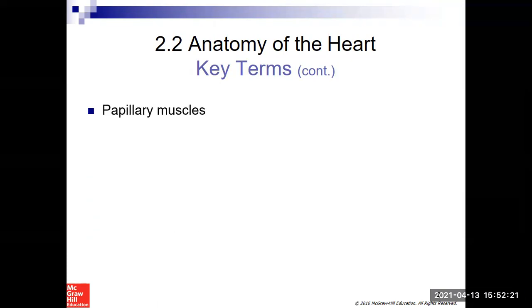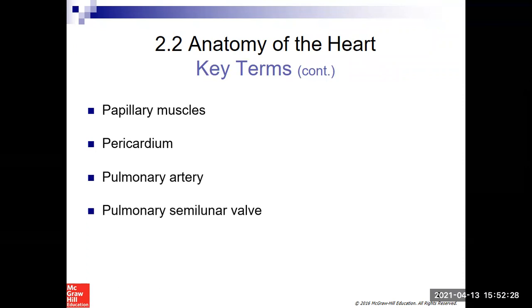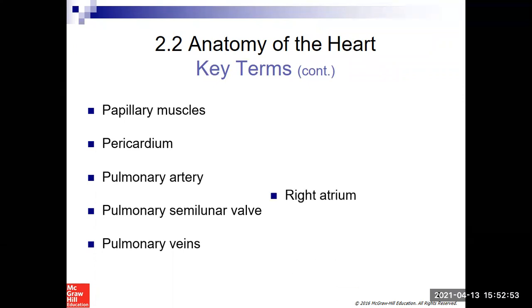Papillary muscles, pericardium, pulmonary artery, pulmonary semilunar valve, again, semilunar, half shape. Pulmonary veins, you know where the pulmonary veins are. Pulmonary, we know it's to or from the lungs via the pulmonary arteries or the veins.